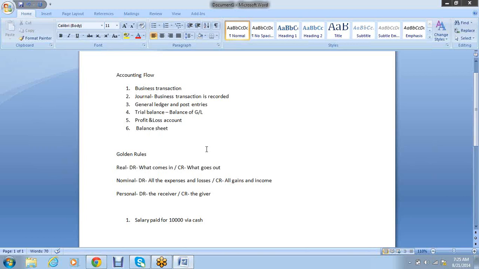Okay, correct. So what will be the transaction from the company perspective? That'll be the nominal account, expenses. Why is it a nominal account? Because that is an expense for the company, for me. So salary account is debit.